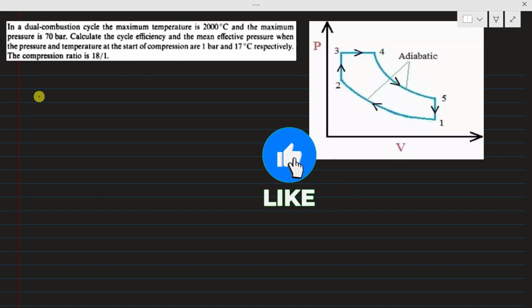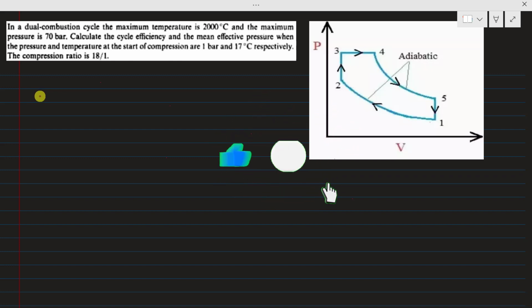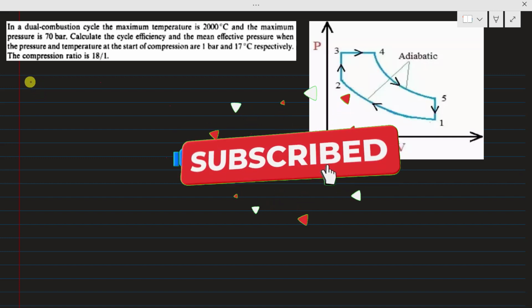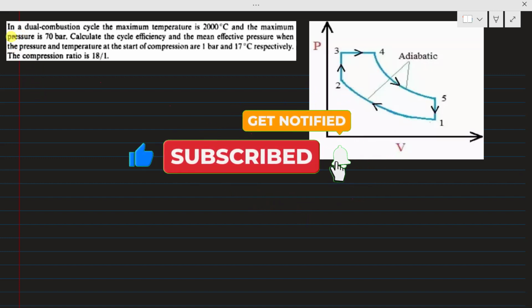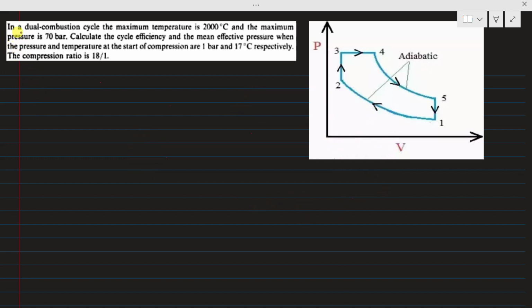Hi everyone, in this video we will solve problem 5.8 from the book by Rogers and Mayhew, Thermodynamics. The statement of problem 5.8 is: in a dual combustion cycle, the maximum temperature is 2000 centigrade and the maximum pressure is 70 bar. Calculate the efficiency and the mean effective pressures when the pressure and temperature at the start of the compression are 1 bar and 17 centigrade respectively, and the compression ratio is 18/1.